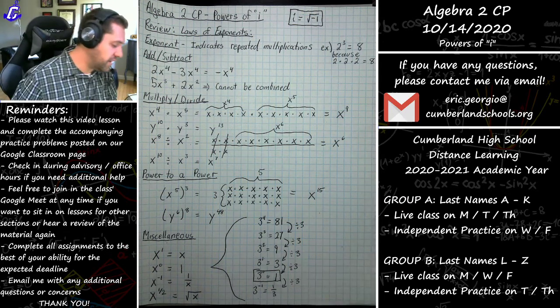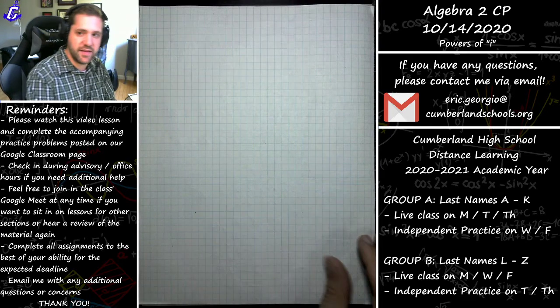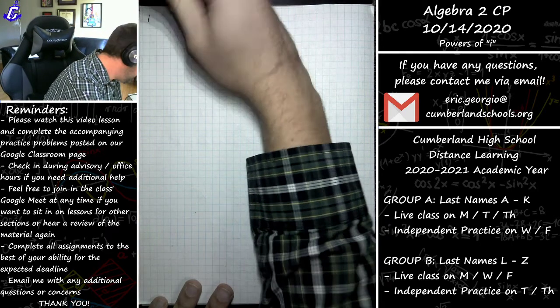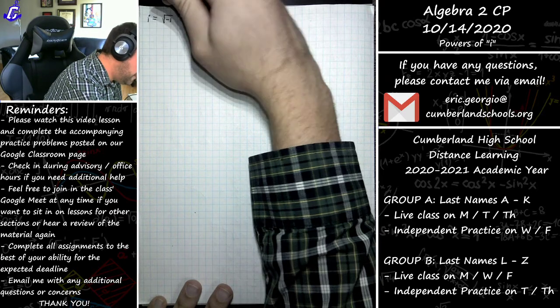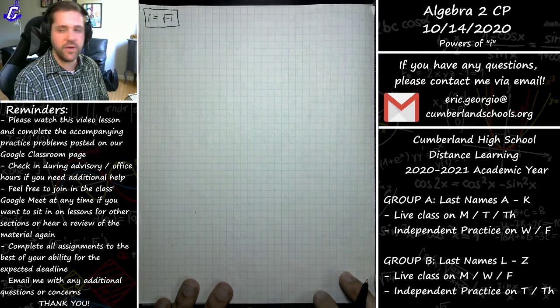All right, so now that we've done a nice review of the laws of exponents, let's actually start to introduce this concept of i. Ready? We know that i is equal to the square root of negative 1. Right? We know that. That's the fact that we've defined. We've defined this value of i to be the square root of negative 1.